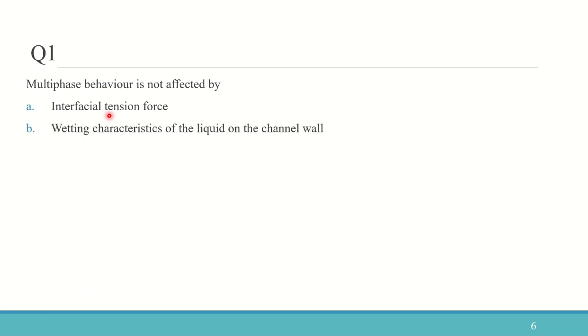So now we are going to question 1. In question 1, the question is: multiphase behavior is not affected by option A, interfacial surface tension force; option B, wetting characteristics of liquid on the channel wall; option C, surface area; option D, contact angle. If any one of you has an answer to offer, you can do that, or we'll discuss the answer also in a minute.